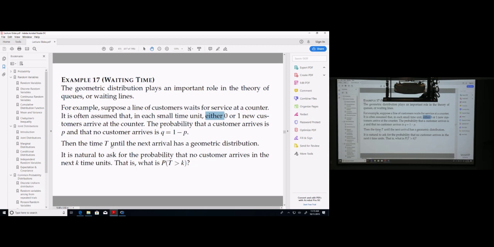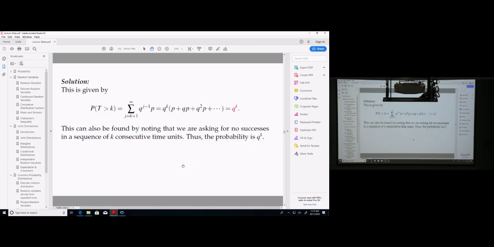So suppose the time T until the next arrival has a geometric distribution. It is natural to ask for the probability that no customer arrives in the next k time units. No customer arrives in the first k units means that your T has to be bigger than k, right? So this is the question here, all right? So the probability of T bigger than k will be this. Maybe I'll split it out.